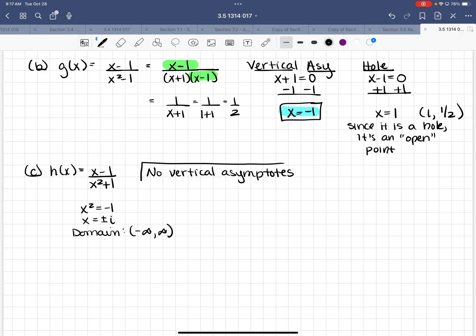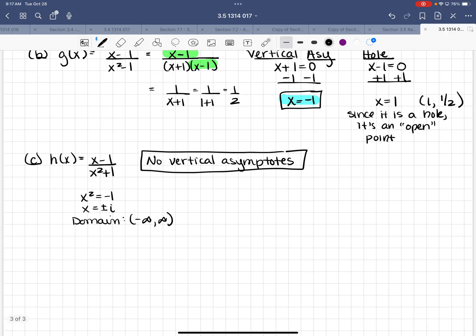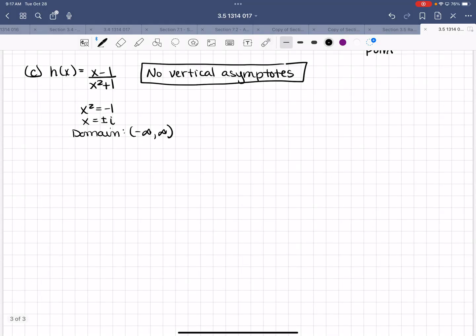Okay. There's no holes either. And we already took care of that. Okay, let's talk about horizontal asymptotes.